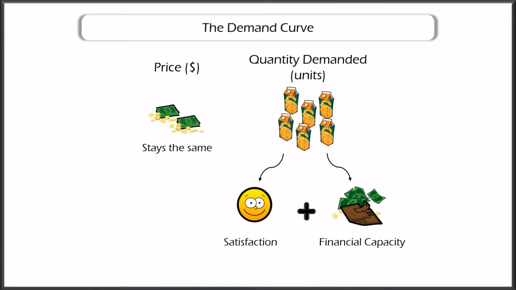The same could happen if my financial capacity to buy orange juice were reduced, perhaps because of a reduction in my working hours. In this case, I may want to buy as much as before, but I cannot afford to do so. I will thus be forced to buy less if the price stays the same.